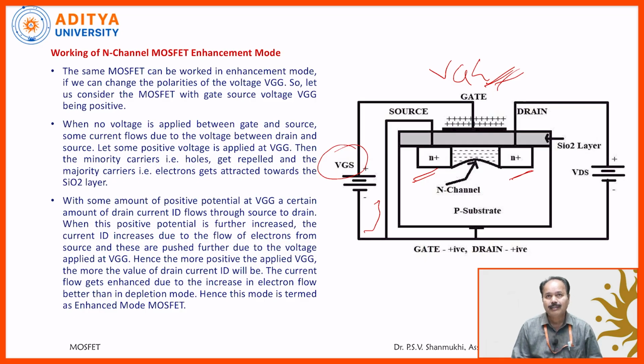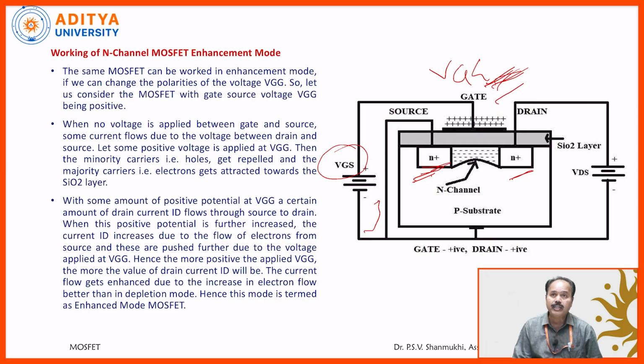Whenever there is no biasing voltage, the gate is not given any voltage at all. Suppose the gate is not given any voltage, so what happens? From the source to the drain, current is flowing, so it creates some kind of drain current. And when the gate is given a positive voltage, what happens? More electrons are attracted towards this one and automatically they will diffuse.